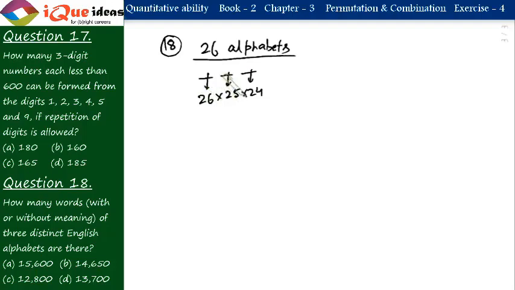All right, so 26 into 25 into 24. Now 25 into 4 is 100, so 600 into 26, that will be 15,600 words that can be formed. This is one way of doing it.